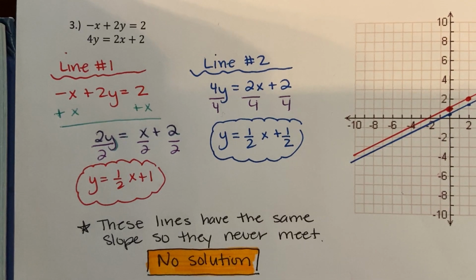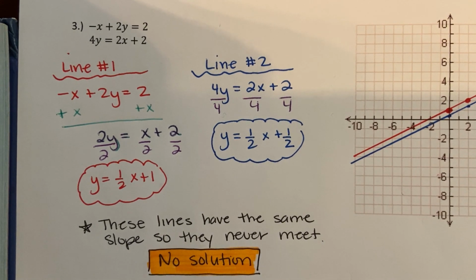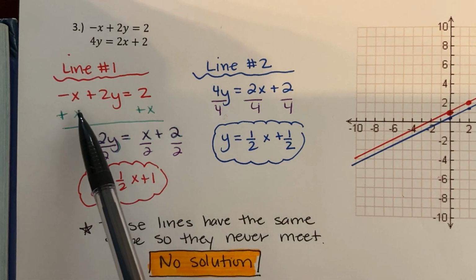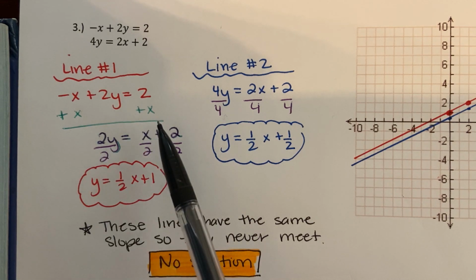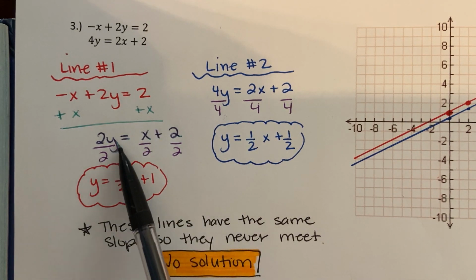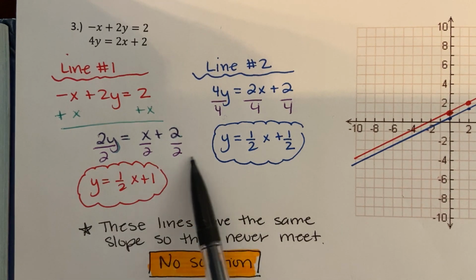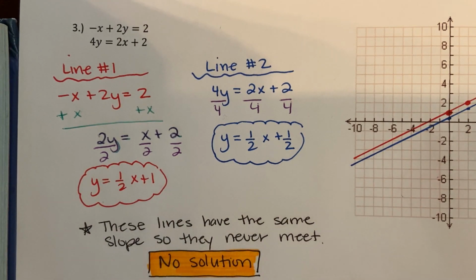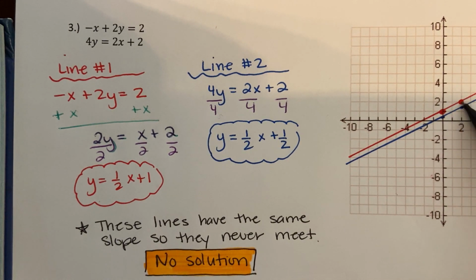If we take a look at line number 3, now we're looking at the case where we have no solution. To graph these two lines, we're going to again put them into y equals mx plus b. So for line number 1, I need to move this negative x over, which means I'm going to add x to the other side, which gives me 2y equals x plus 2. Then I've got to divide everything by 2, and that's going to give me the line y equals 1/2 x plus 1. So I'm going to go over to the y-intercept of 1, and I'm going to follow my slope of up 1 over 2. And I can draw my first line in.